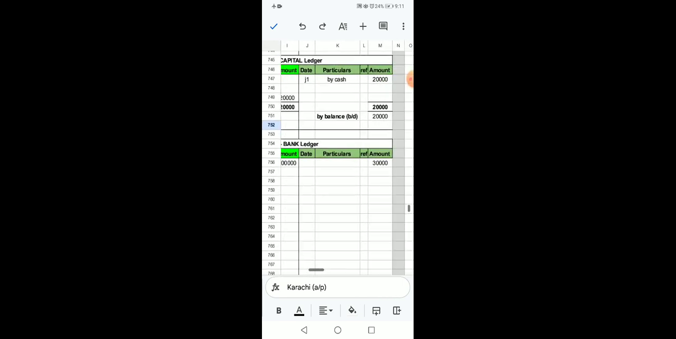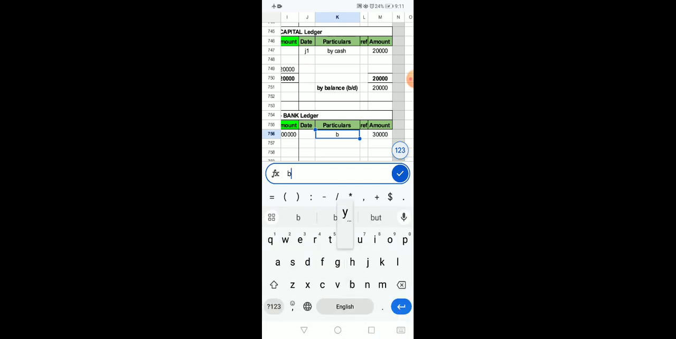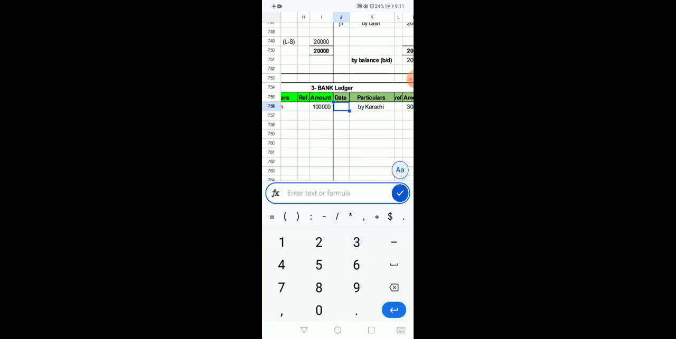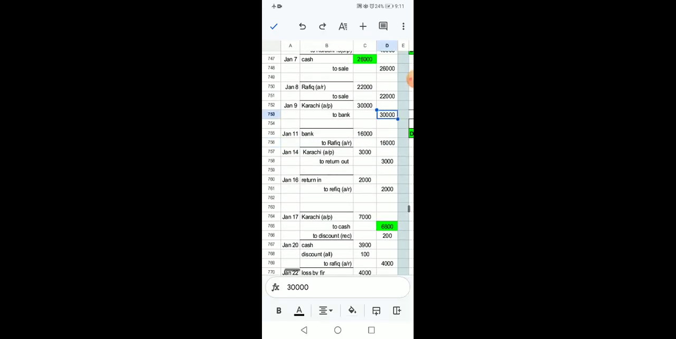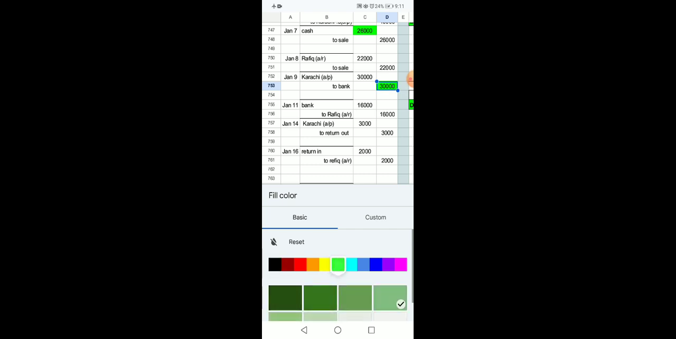And what is written on the opposite side? That is Karachi. So write down reference of Karachi. Over here reference has been written for 30,000. And now see the date, which is January 9. Put date January 9 over here. So 30,000 has been posted. Mark it as it has been done.